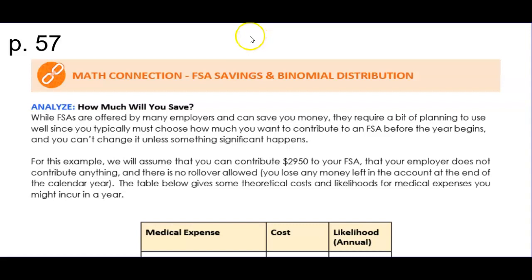Okay, everybody, wrapping up on our talk about health insurance. We mentioned briefly FSAs in the previous lesson, so we want to get more into that here to figure out how they work and what we can do to analyze whether we pick the right amount.